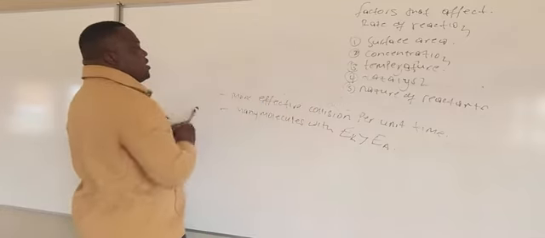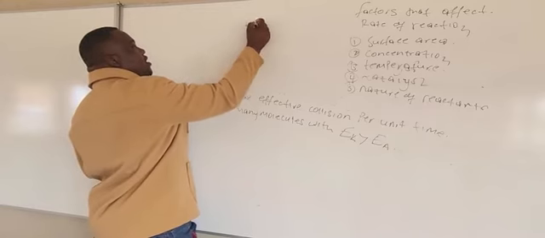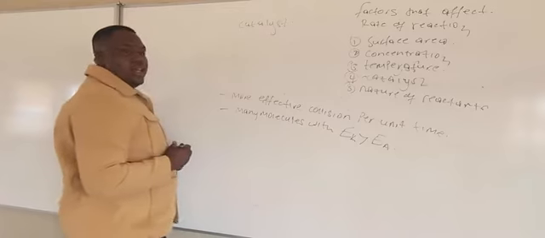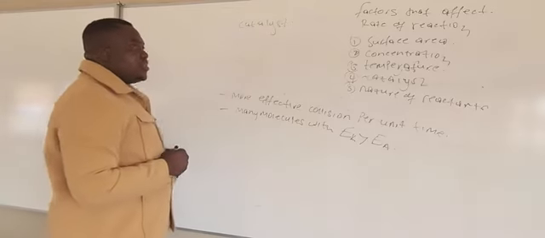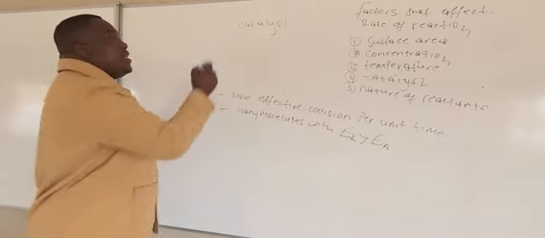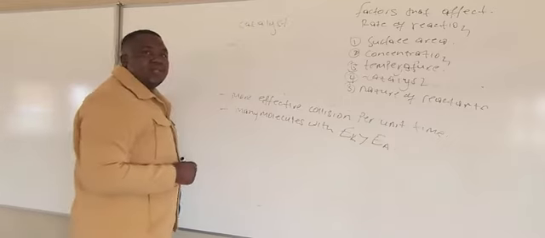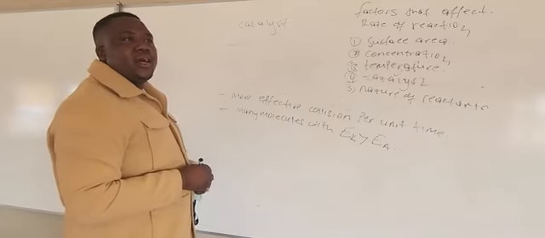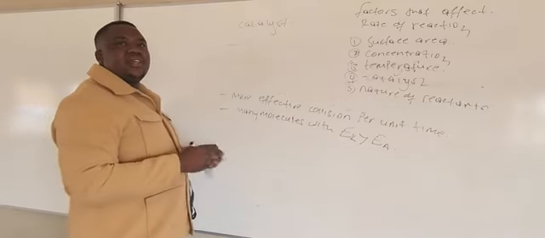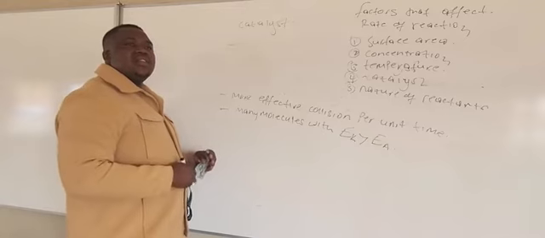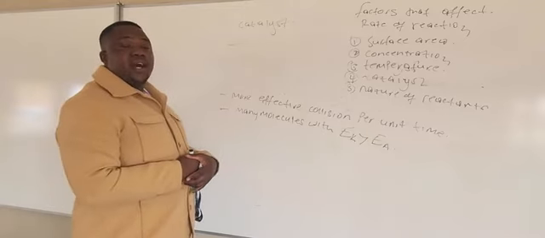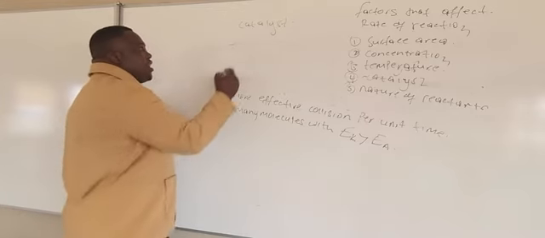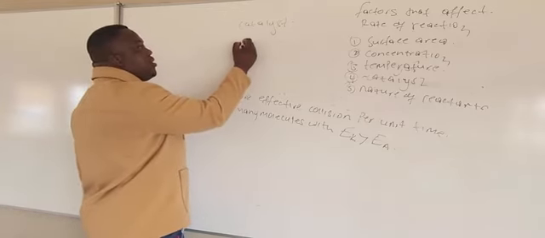The last one is the catalyst. How does a catalyst increase the rate of reaction? The catalyst increases the rate of reaction by doing what? Remember, we also learn about catalysts in life sciences. We say they speed up chemical reaction. So a catalyst speeds up rate of reaction. How does it speed up rate of reaction?